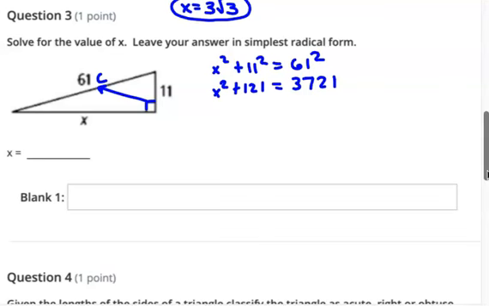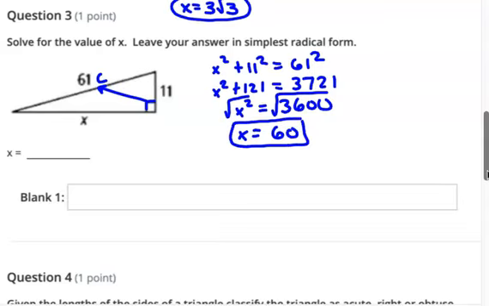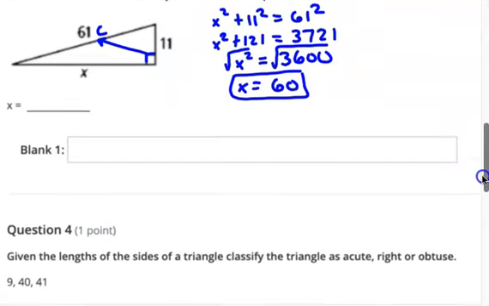Subtract 121 from both sides. When you do that, you get 3600. The square root of 3600 is a perfect square. When you take the square root of both sides, x is 60. That's how you use the Pythagorean theorem to find a missing leg.